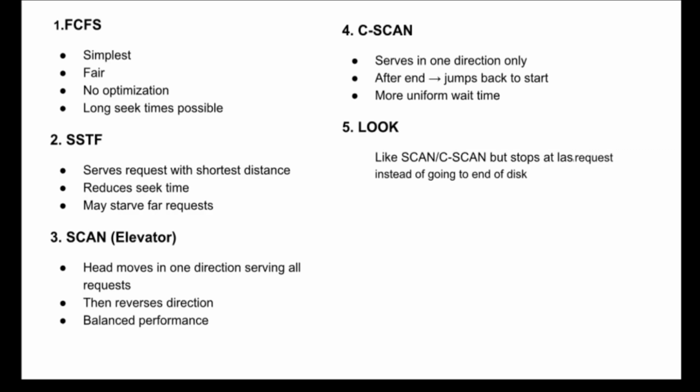Next is SCAN, the elevator algorithm. The head moves in one direction, servicing all requests on the way, and then reverses direction, like an elevator. As you know how an elevator works, like that. Now, C-SCAN, circular scan. The head moves in one direction and after reaching the end, jumps back to the beginning. This gives more uniform wait time, like circular. Now let's look at LOOK and C-LOOK. These are optimized versions of SCAN and C-SCAN. The head moves only up to the last request instead of going to the extreme end of the disk.